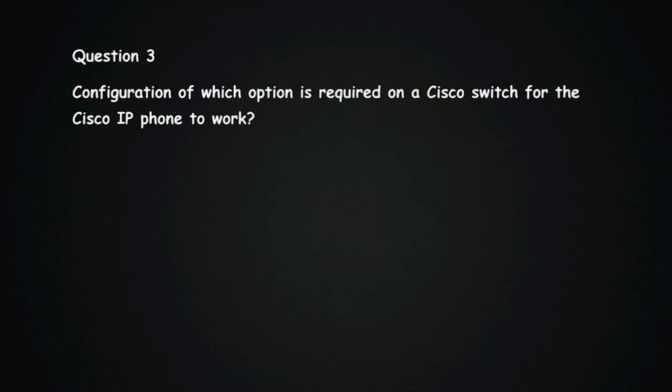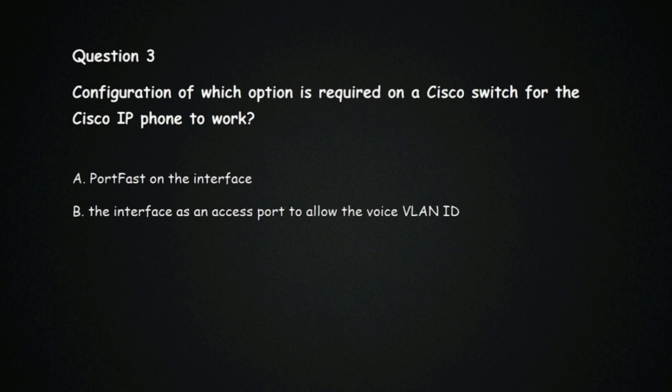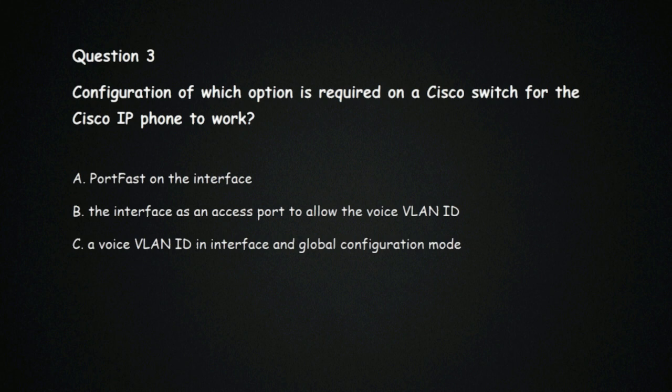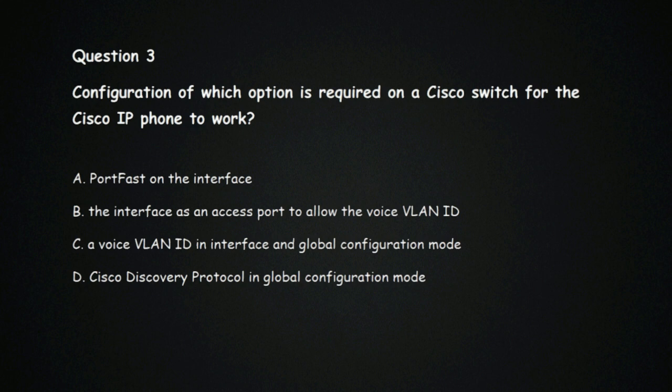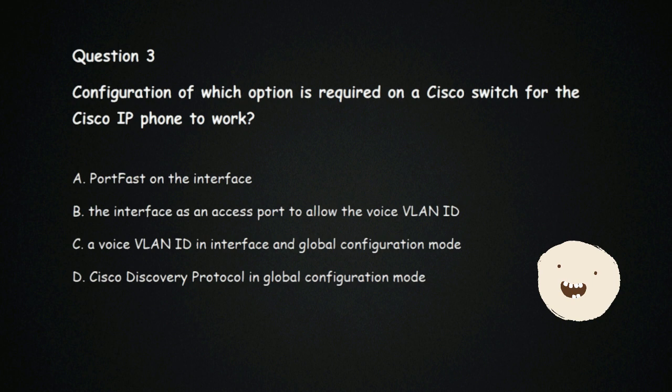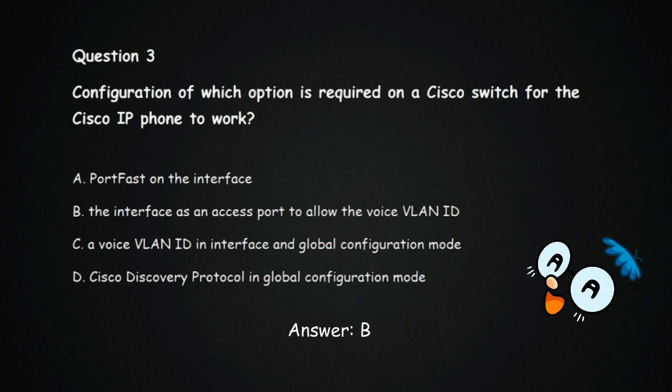Question 3. Configuration of which option is required on a Cisco switch for the Cisco IP phone to work? A. Portfast on the interface. B. The interface as an access port to allow the voice VLAN ID. C. A voice VLAN ID in interface and global configuration mode. D. Cisco Discovery Protocol in global configuration mode. Answer B.